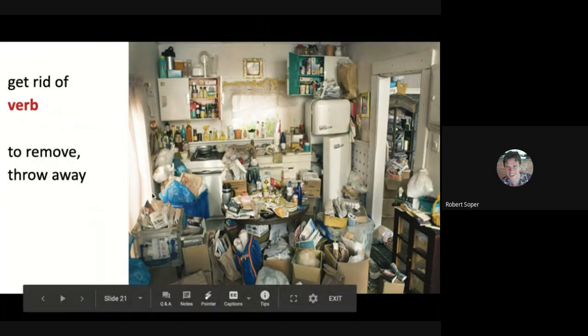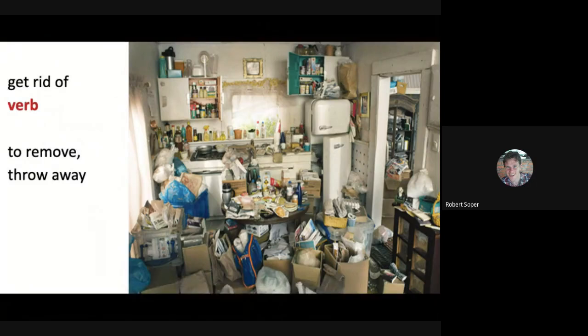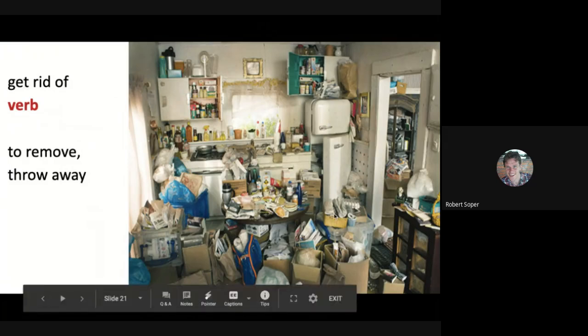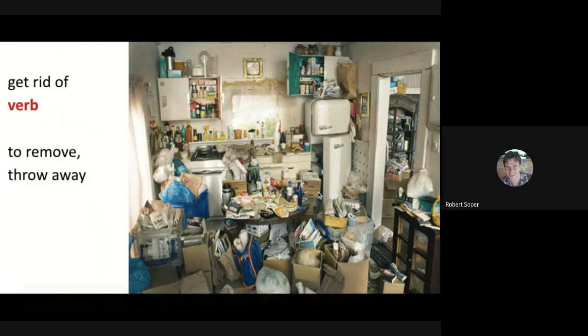These boxes need to go. They need to make space. So how would you put that in a sentence? Well, I need to get rid of some stuff. I have no space in my kitchen. So you might be going through your wardrobe at home. You might find that you have old clothes in that wardrobe. You don't want them anymore, so you get rid of them. You throw them away. You remove them from your room or your wardrobe.